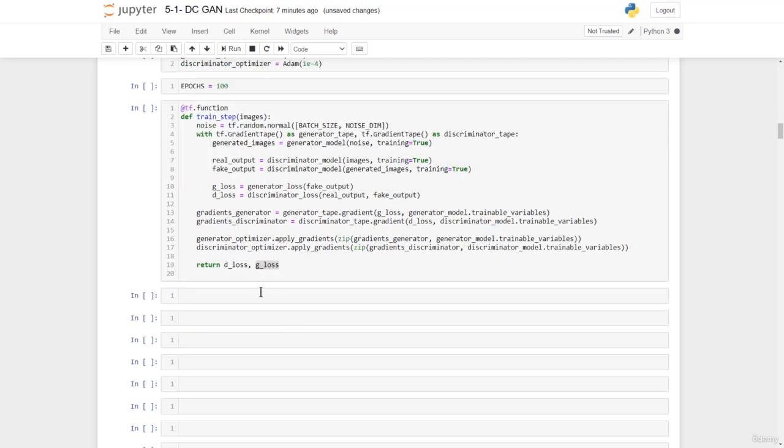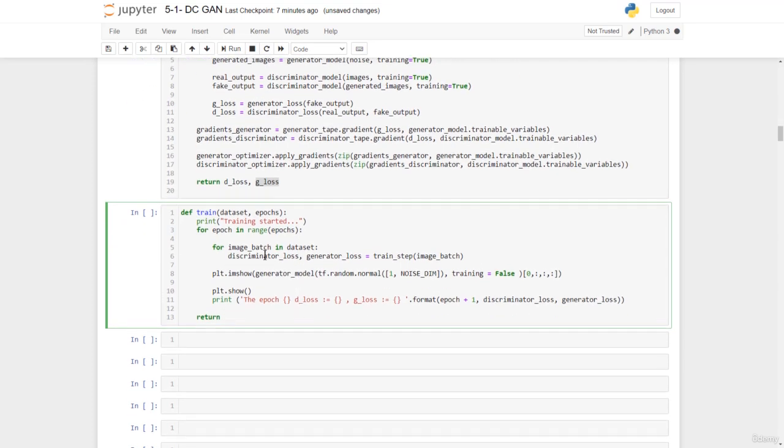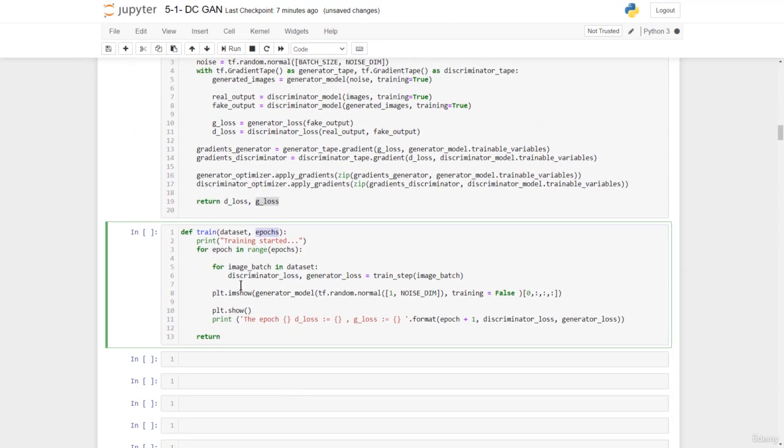So with this, we've defined a training step, and we could go ahead to define the train function. Here we have the train function, which takes in the data set and the number of epochs. So for each epoch in the range of epochs, we train on the batch of images we're working with, for each batch. We have this, and then we get a discriminator and generator loss, which we're getting from here.